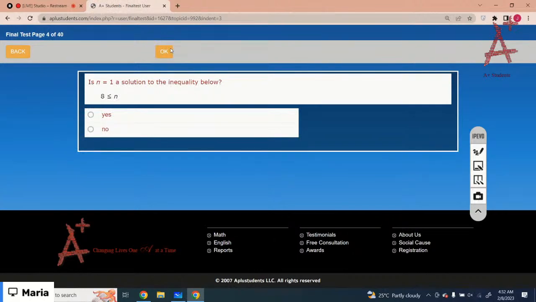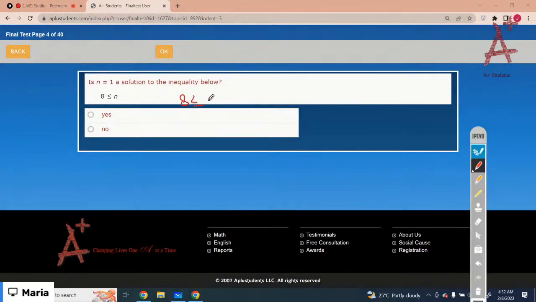Okay, the next one is: is n equals 1 a solution of the inequality below? So just replace the variable with the value, so it would be 8 is less than or equal to 1. So is it true? Is 8 less than 1 or greater than 1? The correct option is no. Got it? Because 8 is greater than 1. So the correct option is no.